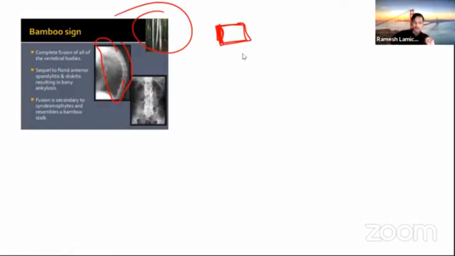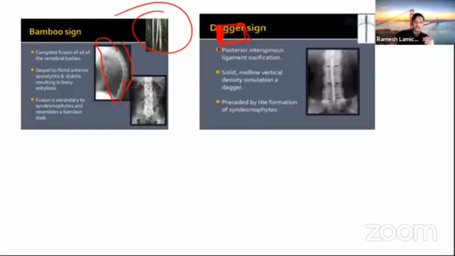So squaring of the vertebral bodies will be there. So this is how we can say that this is the bamboo spine. So bamboo spine is a combination of the features. Okay, another one is a dagger sign.